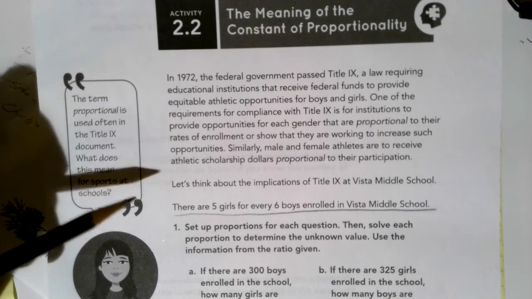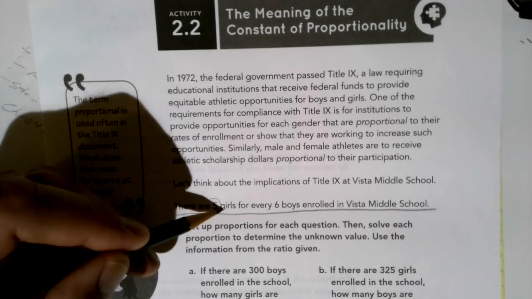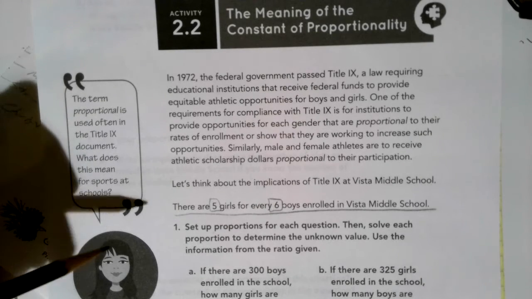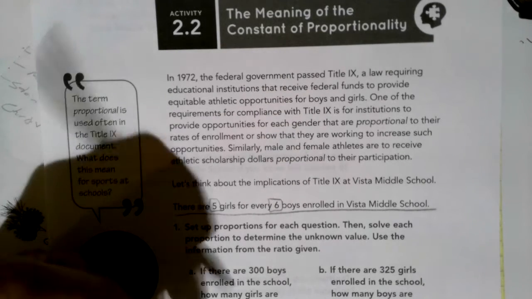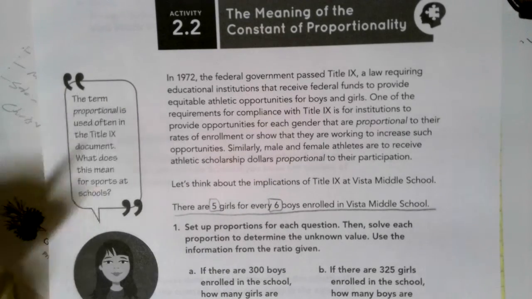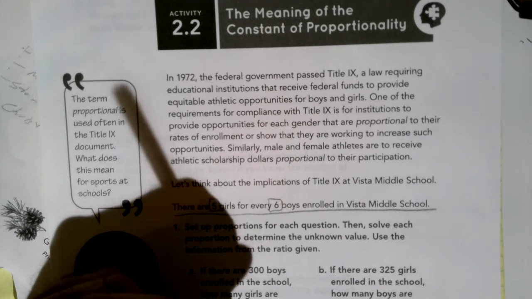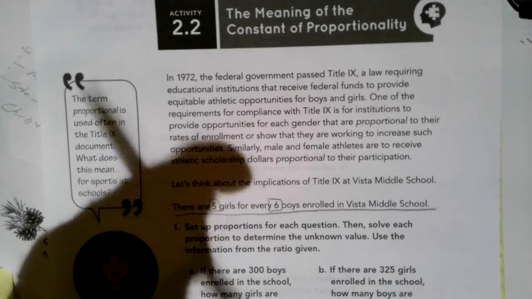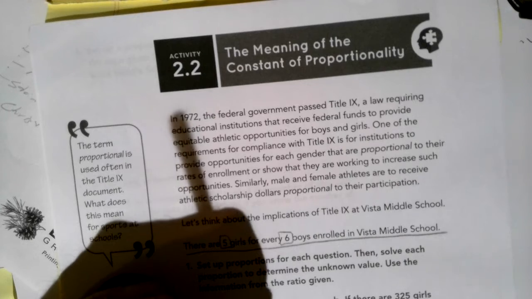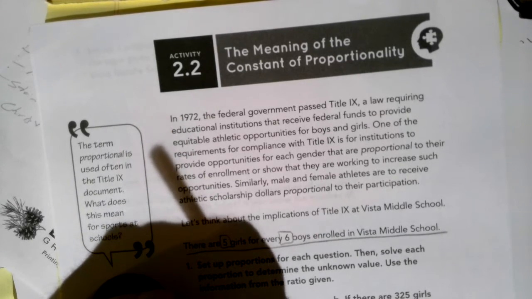All right. So let's think about the implications of Title IX at Vista Middle School. There are 5 girls for every 6 boys. So now we're going to set up proportions to solve each of these equations. So my first proportion is going to be 5 to 6. Okay. 5 girls to 6 boys. So that's going to be proportional to how many girls if there's 300 boys.